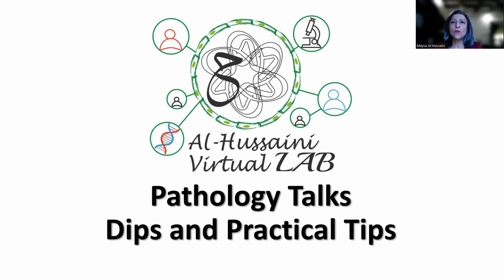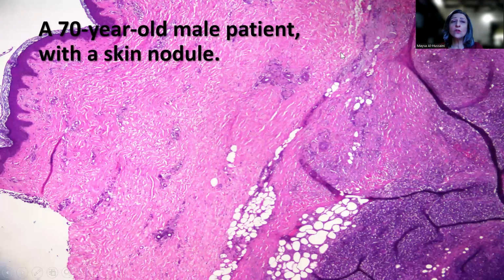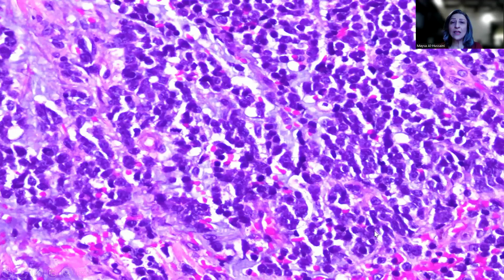What I'm going to be sharing with you today is a nice example of metastatic small cell carcinoma from lung origin to the skin. So this is a case of a 70-year-old male patient who presented with a skin nodule. And as you can see here, there is a growth of a dark colored small round blue cell tumor.